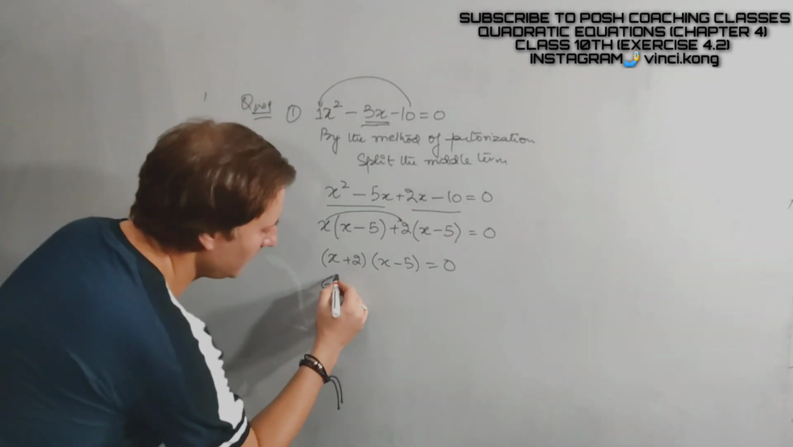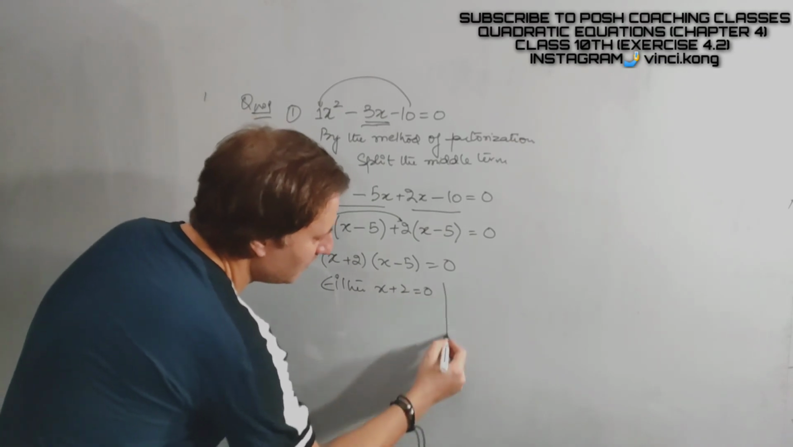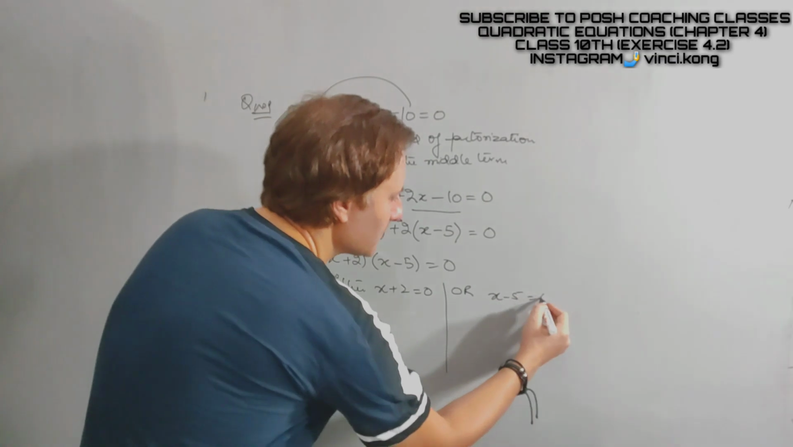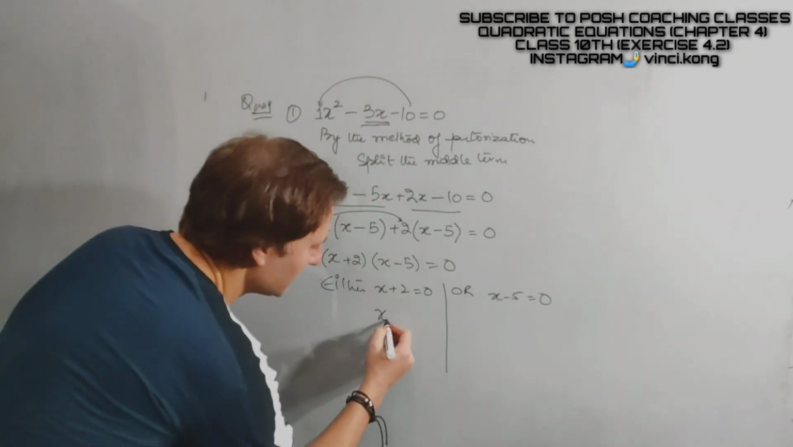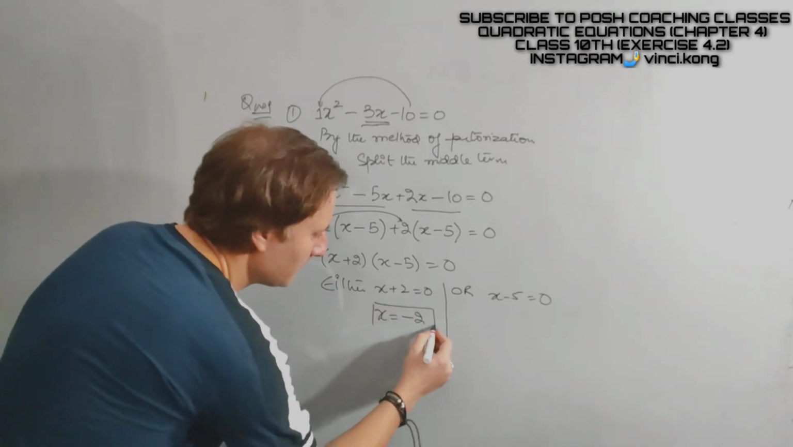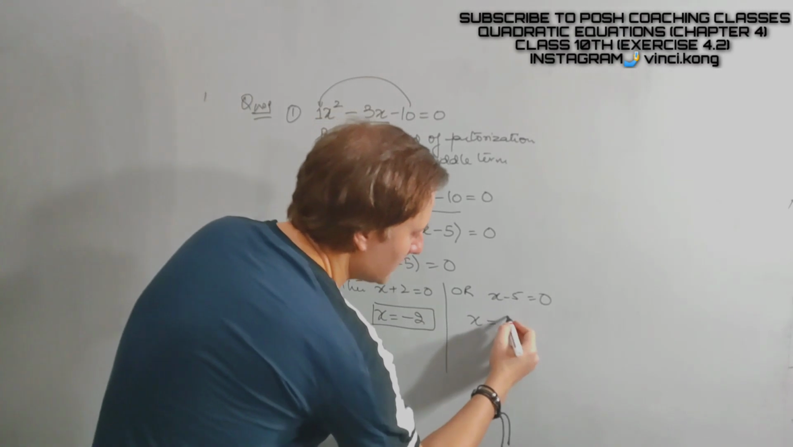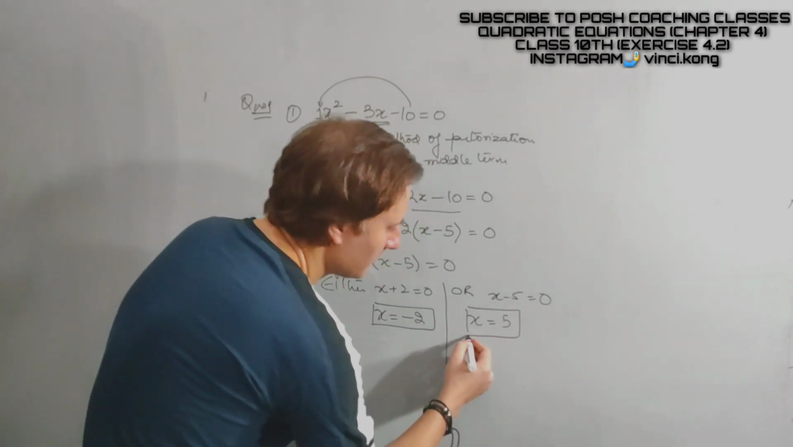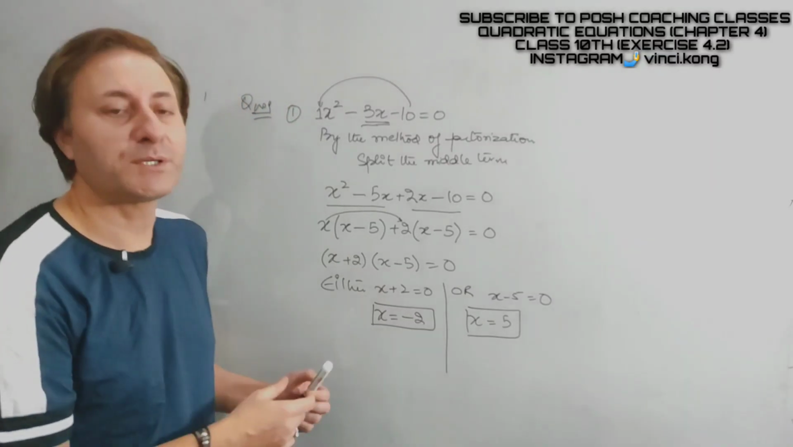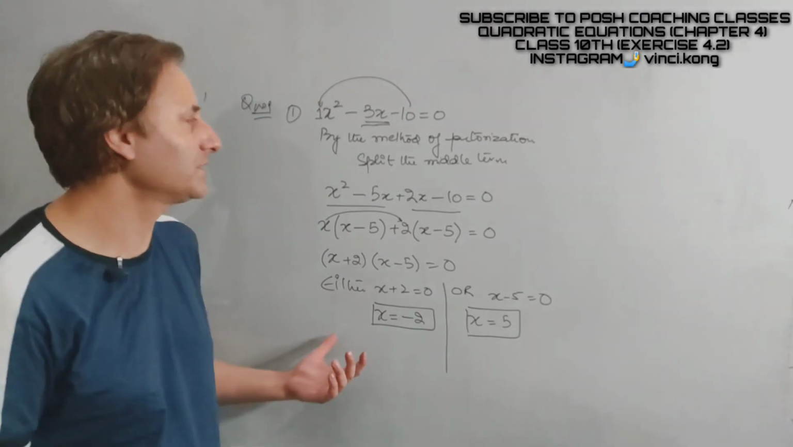Now either x plus 2 is equal to 0 or x minus 5 is equal to 0. So what does this mean? It is x is equal to positive 2, it goes to that side as negative 2. Then I have x is equal to negative 5, it goes to that side as positive 5. So these are the two answers of this particular equation. I hope you understood this.